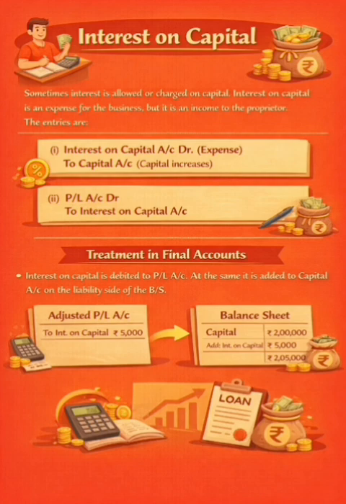Treatment in final accounts. Interest on capital is debited to profit and loss account. At the same time, it is added to capital account on the liability side of the balance sheet.